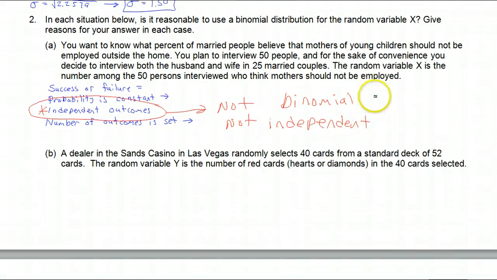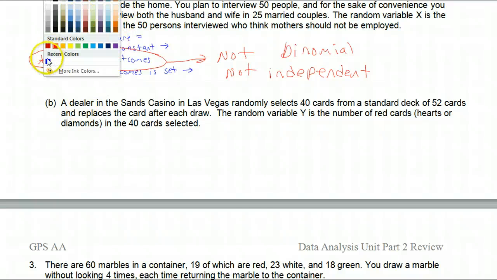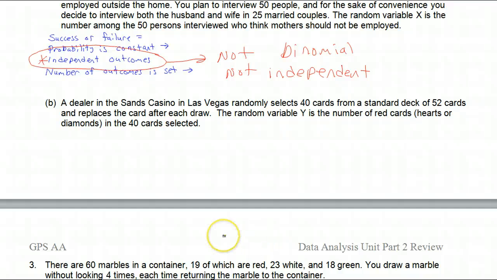Okay, now this other situation where a dealer at a casino randomly selects 40 cards from a normal deck. Now, he replaces the card after each draw. That's very important. The random variable Y is the number of red cards that he has selected once he gets to all 40. If you go through each one of these things in the SPIN, it turns out that this is a binomial situation.